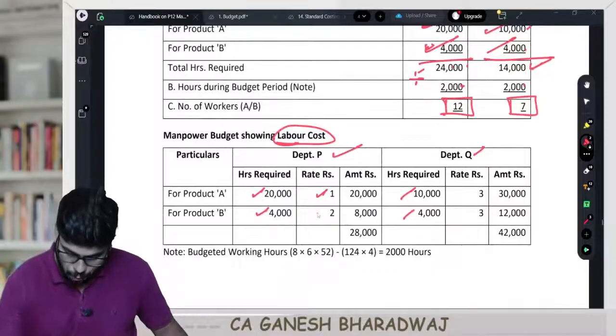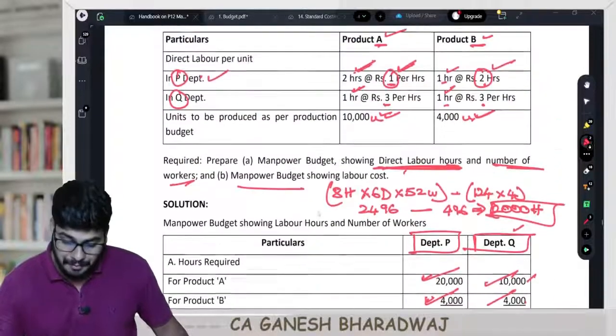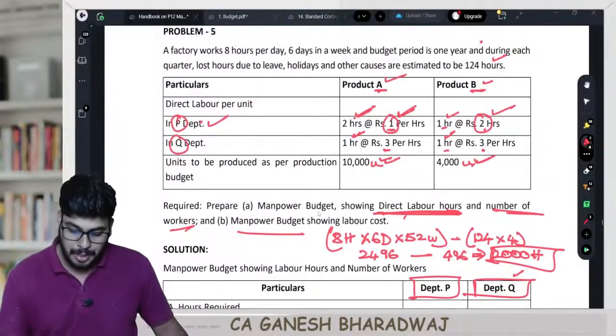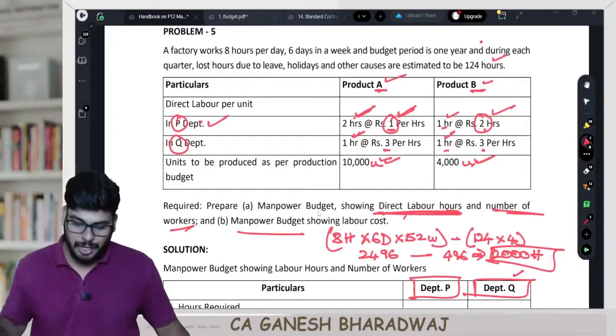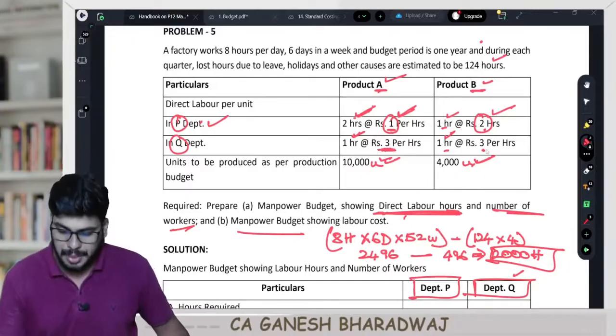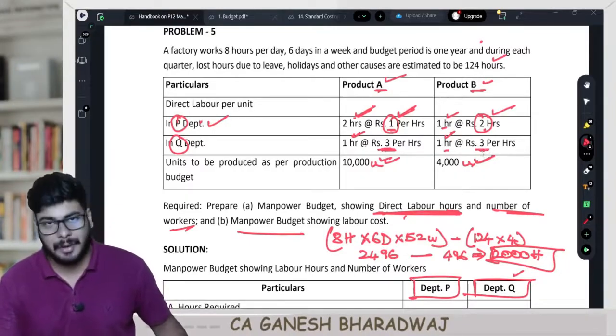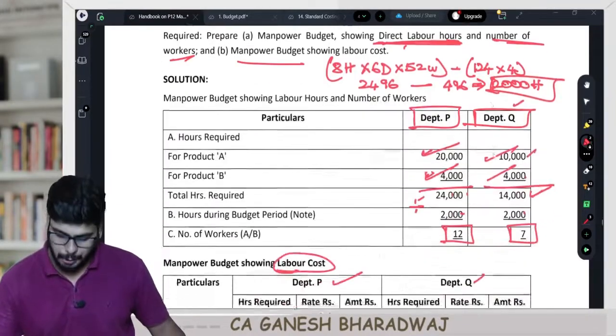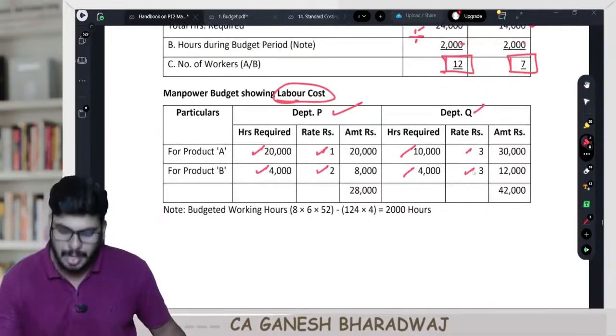So put it here, 1 rupee and 2 rupee respectively. Whereas in department Q, if I'm working, for every hour I work on product A, I incur a cost of 3 rupees. And even if I'm working on product B, I incur the same 3 rupees. So I can put this 3 rupees here. Are you clear with this?